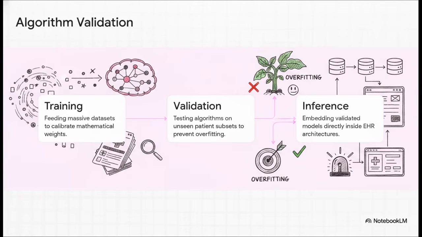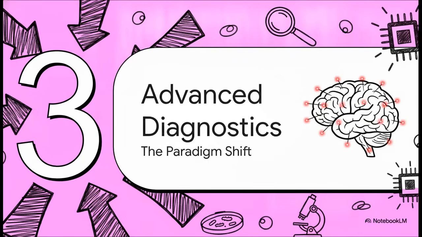Finally, once it's proven safe and accurate, we reach phase 3, active inference. This is the stage where we embed the validated model directly into your hospital's EHR architecture to start firing off real-time clinical warnings. This rigorous 3-phase validation enables a massive leap forward from how our computers used to operate in the clinic. And that leads us perfectly into our third section, revolutionizing diagnostics.